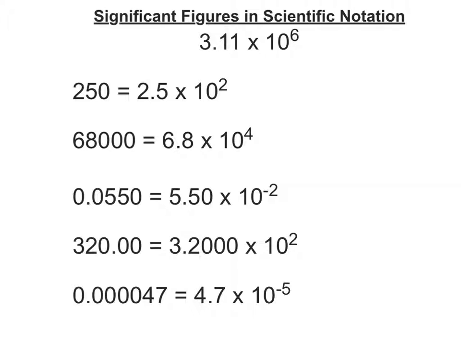0.0550. Now this is a decimal number, and let's figure out how many significant figures are in there. 1, 2, 3. Let's put those significant figures in our coefficient. 5.50. Remember, the coefficient has to be larger than 1 and less than 10. So it's going to be 5.50 times 10 to the power, this time it's negative 2, because we put the decimal place right here and it has to be moved 2 times to the left to get the correct number.